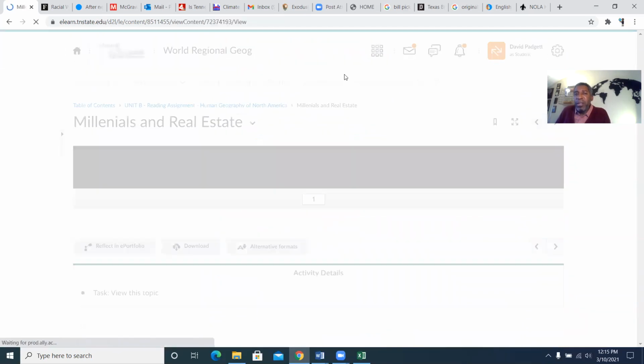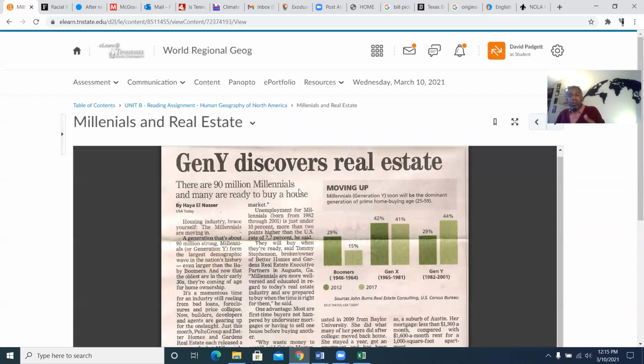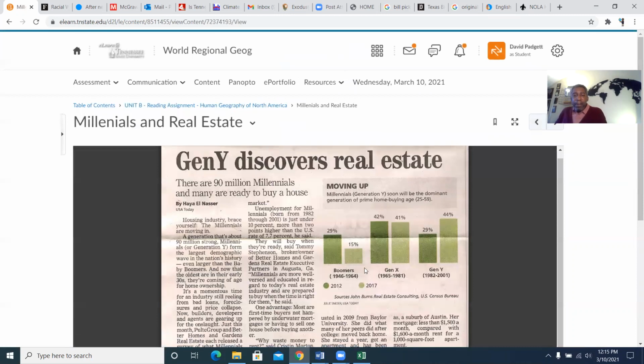Here's an article about millennials and real estate. Here's a whole article about how different generations are positioned in terms of their buying power. And so our economy here in the United States is 70% based upon consumer spending. So that's why studying these numbers also is very important.